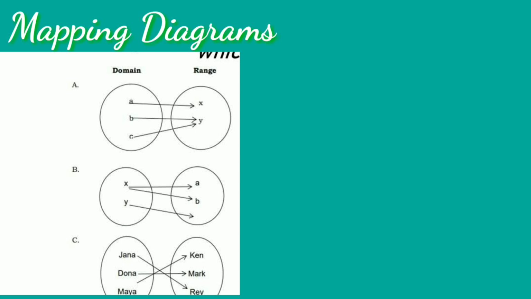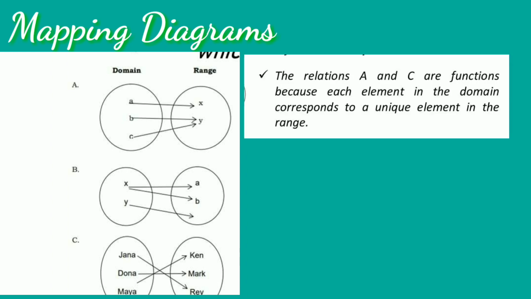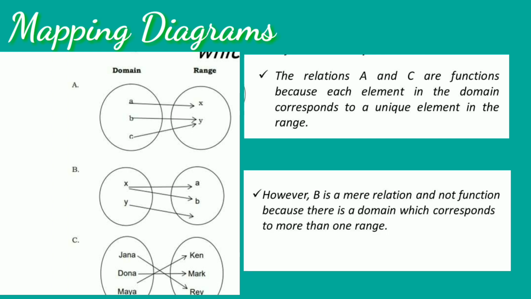Following mapping diagrams, which do you think represent a function? We already finished the ordered pairs and the table of values. This time, we are going to discuss mapping diagrams. For instance, this is now the mapping diagram. Which do you think represent functions? Is it A, is it B, or is it C? Yes, relations A and C are functions because each element in the domain corresponds to a unique element in the range. However, B is a mere relation and not a function because there is a domain which corresponds to more than one range.